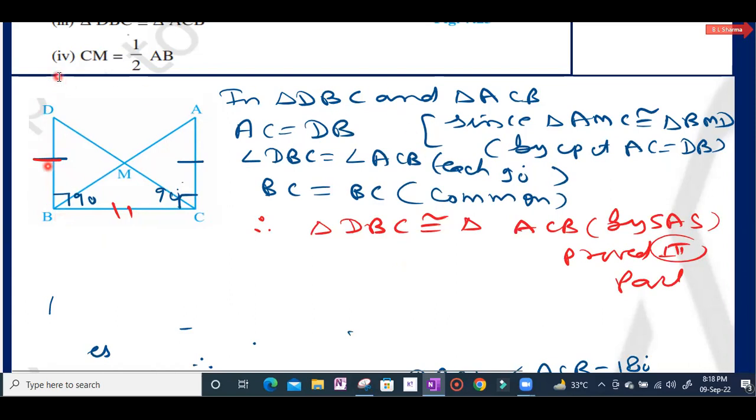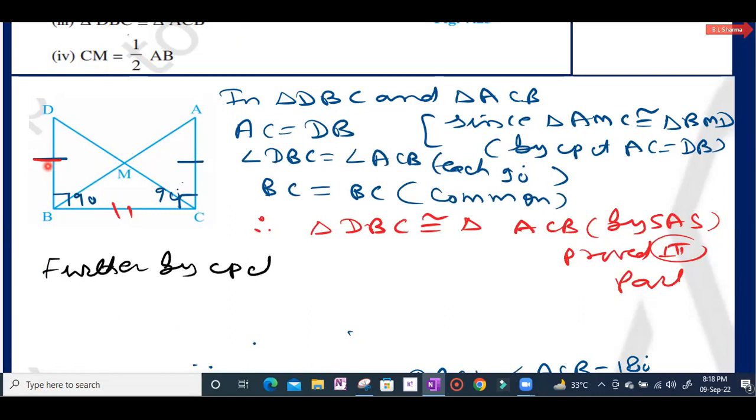Now we have to prove that CM is half of AB. CM is half of AB. ये फोर्थ पार्ट कैसे प्रूव करें? देखिए फिर यहां से रिजल्ट निकालेंगे. Now by further, अब हम फोर्थ पार्ट प्रूव करेंगे. By CPCT, we can write DC is equal to AB. Since the triangle DBC is congruent to triangle ACB, therefore DC is equal to AB.